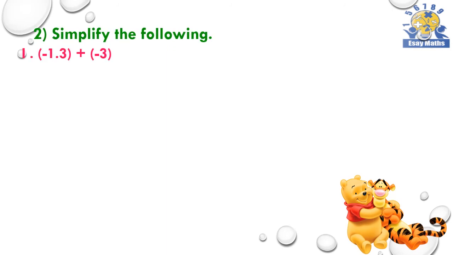Roman number 1, add negative 3 to negative 1.3. Here both directed numbers have the same sign, so we can do the addition. So it's minus 4.3. Roman number 2, add negative 6.1 to positive 9.6. Here the directed numbers have different signs, so we should find the difference of the numerical values. 9.6 minus 6.1, it's 3.5. So the answer is positive 3.5.